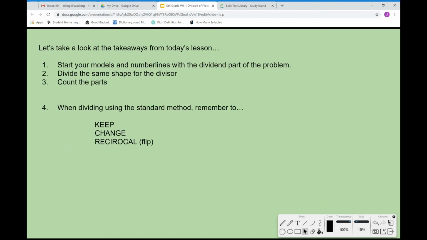Now let's look at our takeaways from today's lesson. 1. Start your models and number lines with the dividend part of the problem. 2. Divide the same shape for the divisor. 3. Count the parts. 4. When dividing using the standard method, remember to keep, change, reciprocal.